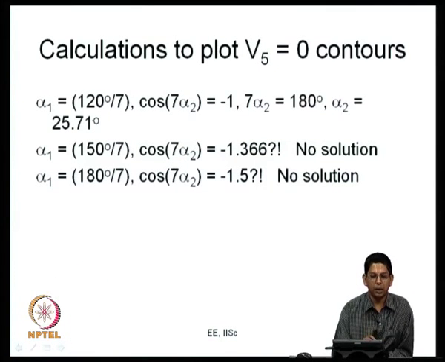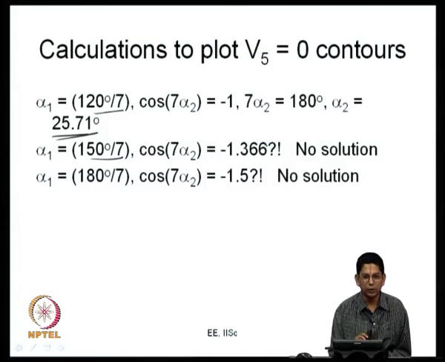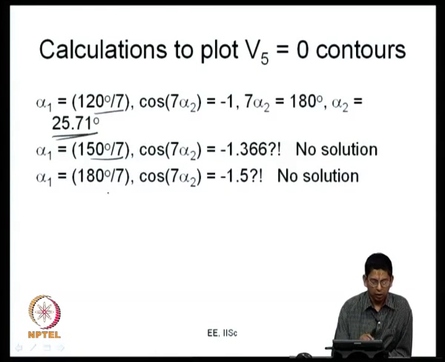So, take 120 by 7. For this, the corresponding value of alpha 2 is 25.71. Then you have 150 by 7, for which it says it is beyond solutions. So, for certain values of alpha 1 you may have no solutions at all, it is really like this now. Okay, so, let us look at just plotting this.